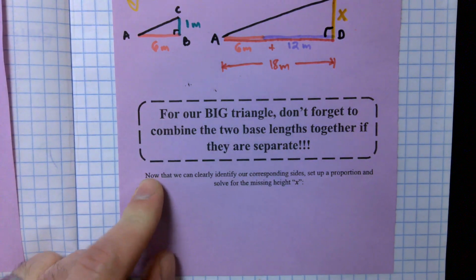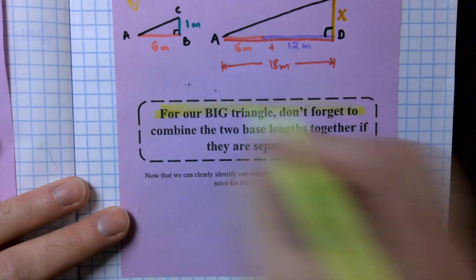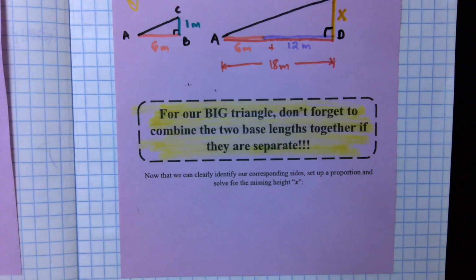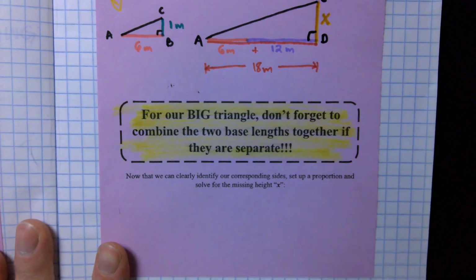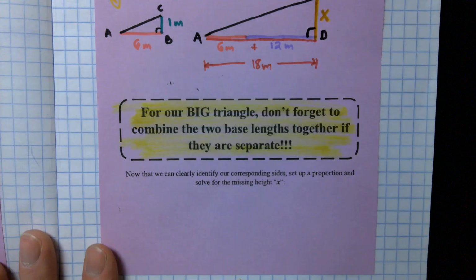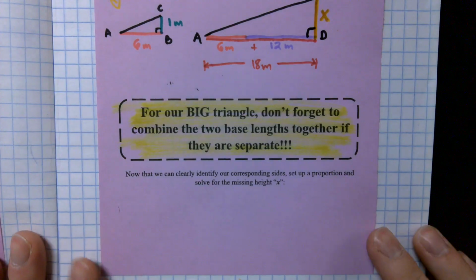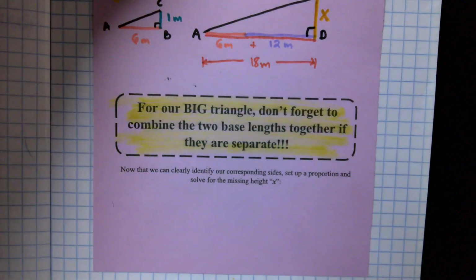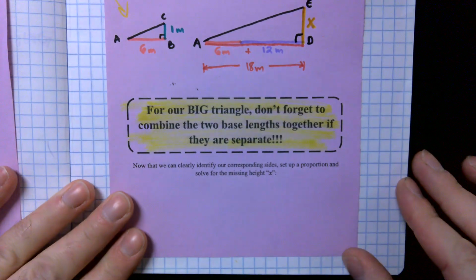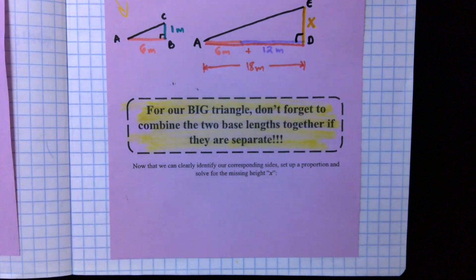That's what this note here is for. Go ahead and highlight that whole thing. Don't forget to combine our two base lengths together if they're separate. Very, very important. They're not always going to be separate. We'll see on the next page what it looks like if they're not separate. But if they are, we have to consciously make sure we're adding them together.